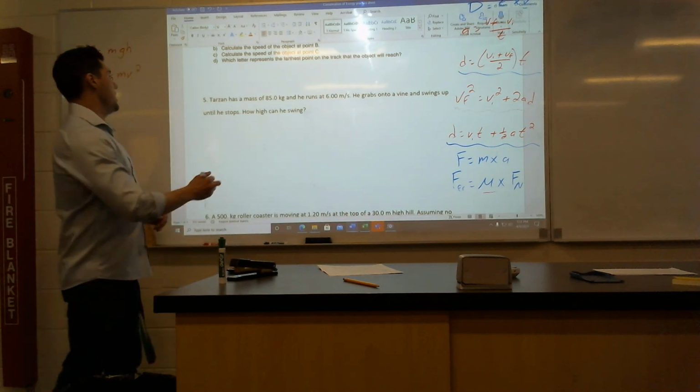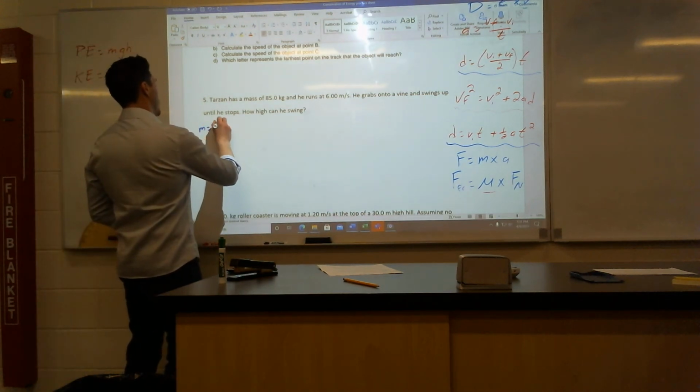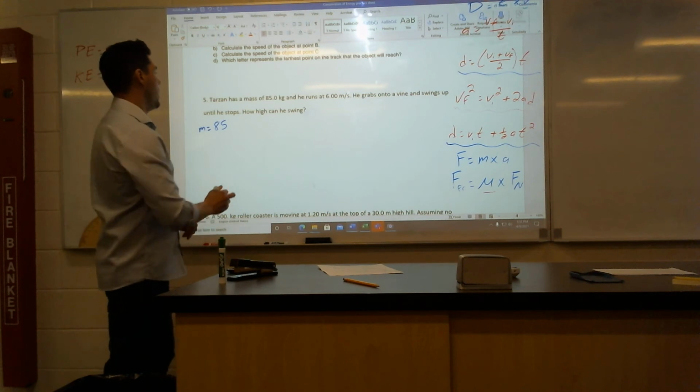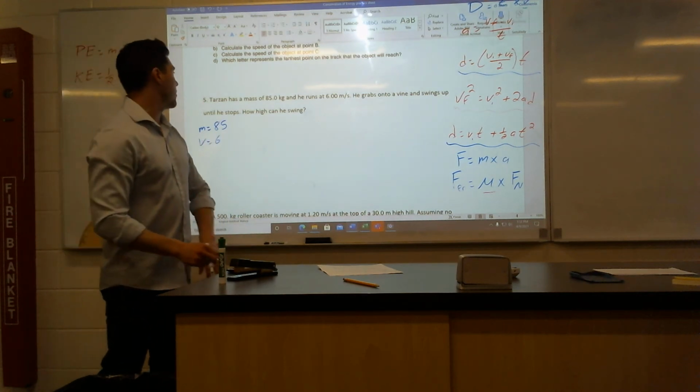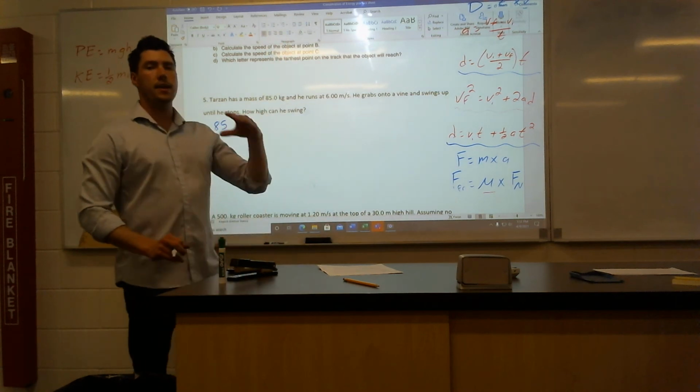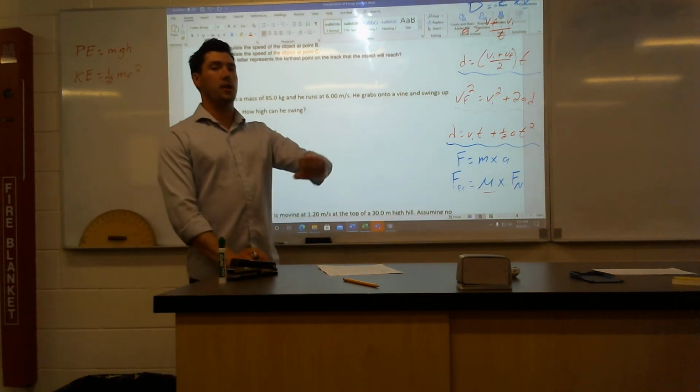Tarzan has a mass of 85. Mass equals 85. A velocity of 6. He grabs onto a vine and he's going to swing up. How high can he get to? How high is his actual swing going to get?